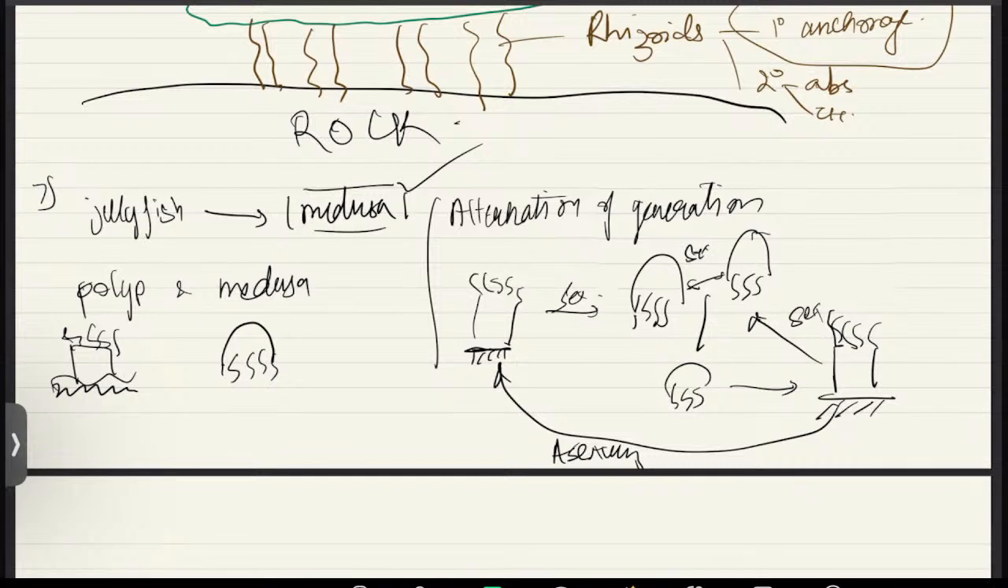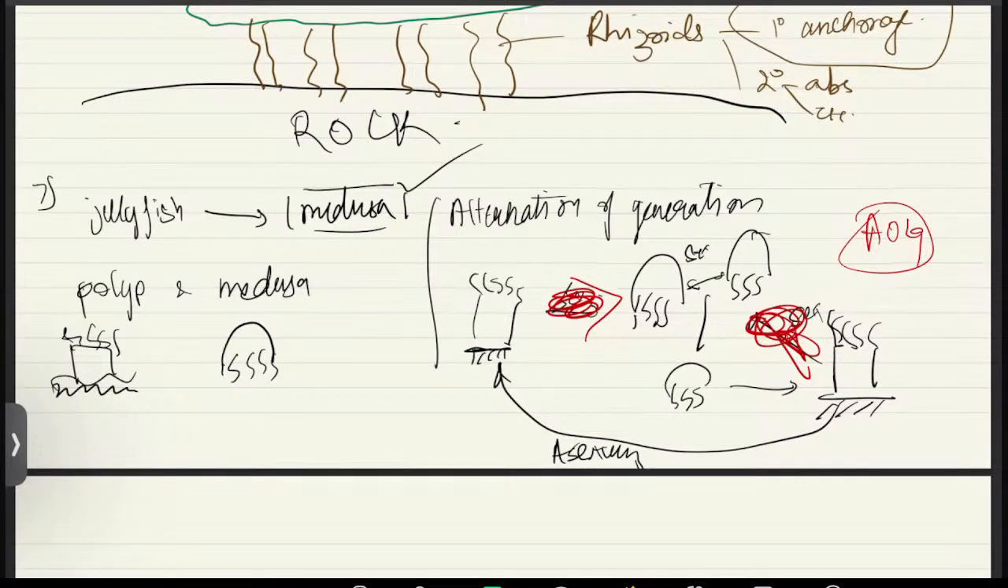So polyps produce polyps asexually, medusae produce medusae sexually. Both of them alternate between each other, and this alternation, this red arrow, is known as alternation of generation. Now, I hope you understood what a jellyfish is and why it should not be used, because jellyfish is just another English word for medusa. So a medusa can alternate its generation to a polyp, and a polyp can alternate its generation into a medusa.